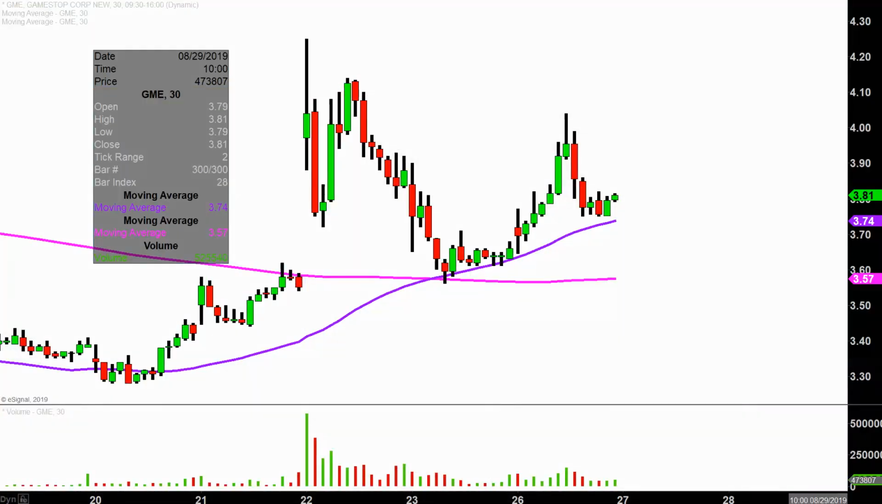Real quick, what do I mean by 30-minute in case maybe you're new to charts? Instead of each one of these candlesticks here representing one day's worth of price action, which is what you would normally see, each one represents 30 minutes. So this here may look like several days worth of time. It's actually today's price action broken down into 30-minute time slices.